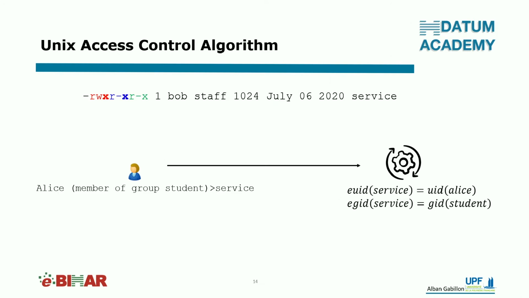Let's clarify all of this with a few examples. In this first example, Alice runs the program called Service owned by Bob. Alice's active group is Student. The group of file service is Staff. What will be the protection domain of the process created from this program? Well, since setUID and setGID flags are not set, then the protection domain of the process will be the pair UID of Alice, GID of Student. That is, the process inherits its privileges from the user who created the process.